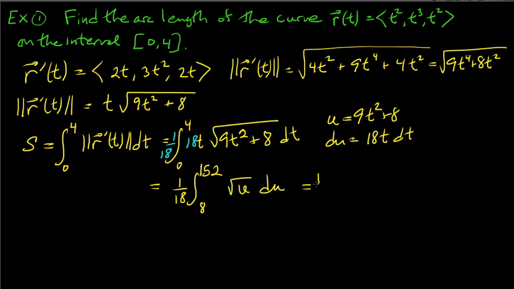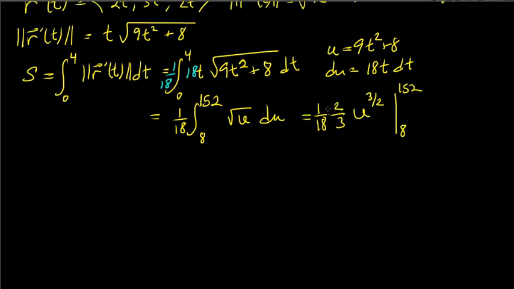So that's going to be 1 over 18, and then you'll have 2/3 multiplied by 2/3, u to the 3/2, and that'll be evaluated between 8 and 152. Okay, so 9 times 3 is 27, so this is 1 over 27 times 152 to the 3/2 minus 8 to the 3/2.